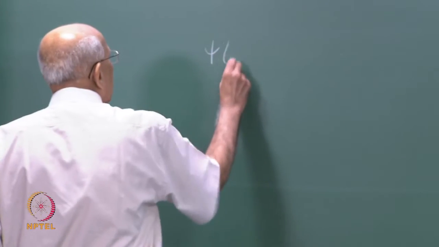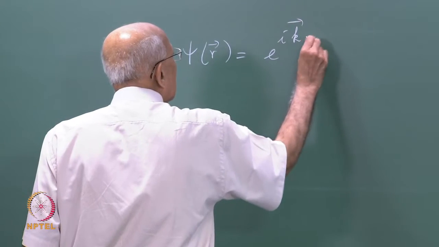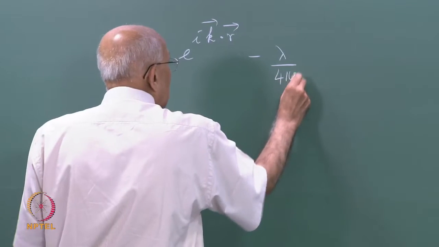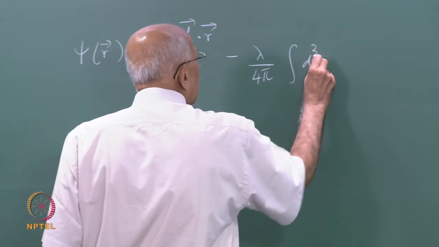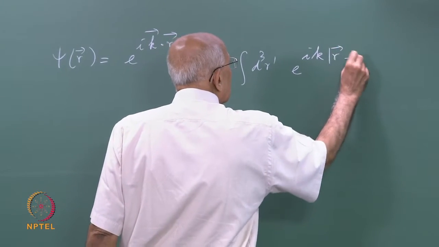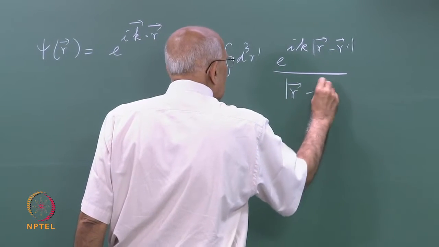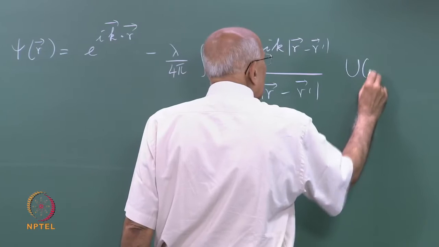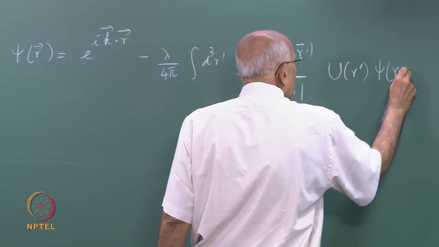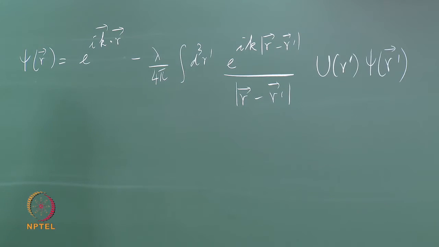The wave function became psi of r equal to the incident wave e to the i k dot r, minus, putting in the Green function, lambda over 4 pi, the integral d3 r prime e to the i k mod r minus r prime divided by mod r minus r prime, and then a central potential u of r prime, times psi of r prime itself. That was the integral equation for scattering.